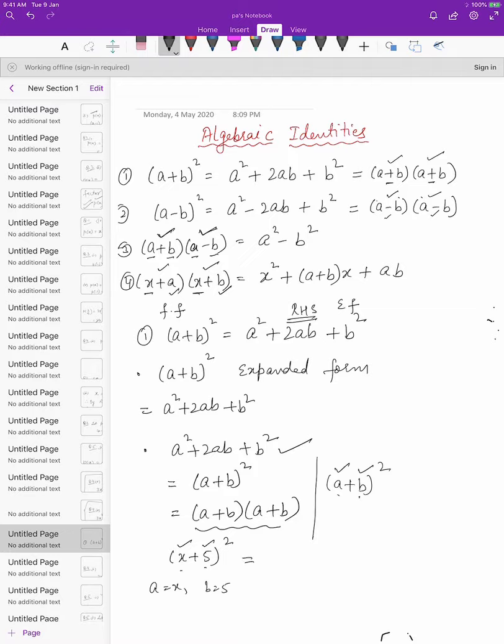Keeping that identity in mind, what do we write here? a square. What is the meaning of a square? Means whatever first term is available, do the square of that.